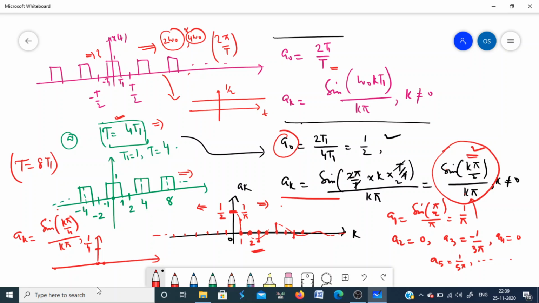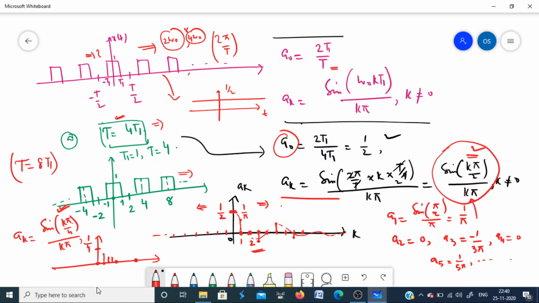And when k becomes 4, here you will get pi by 4 times 4, that is sine of pi, will become 0. It means at 0 you will get a positive value, then at 1 you will get a positive value, then at 2, then at 3, at 4 it becomes 0. Then similarly it will become 0 when k becomes 8, because it becomes sine of 8 pi by 4, that is sine of 2 pi, again 0.